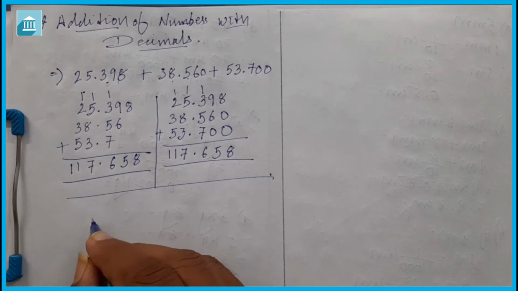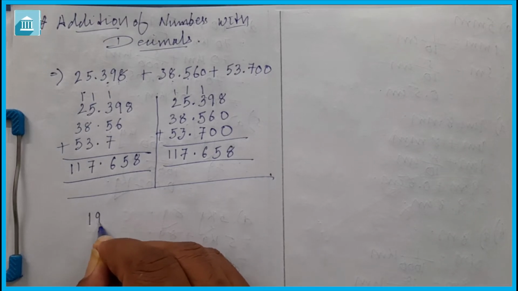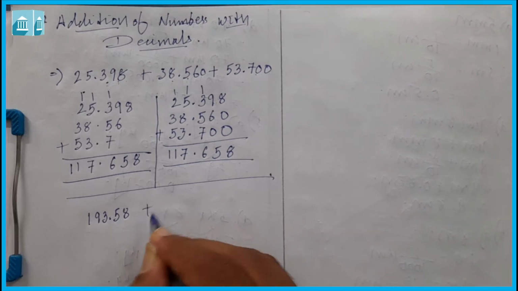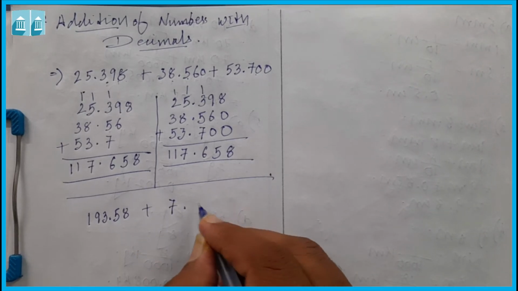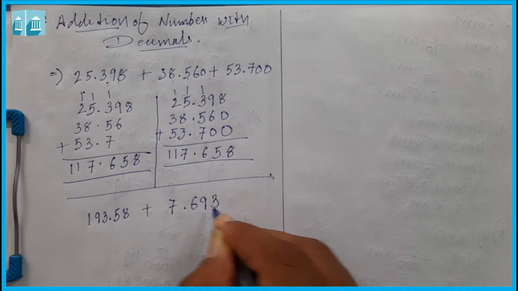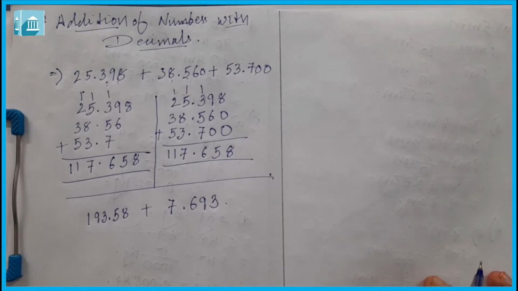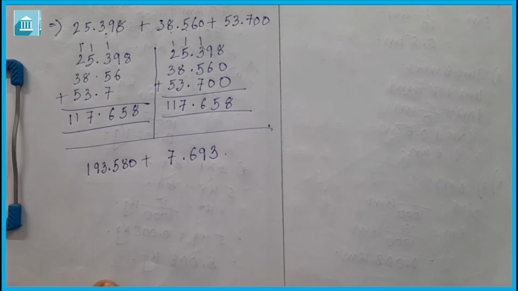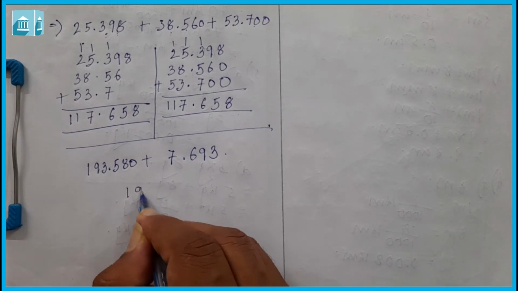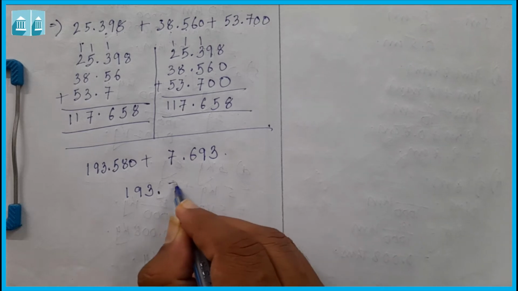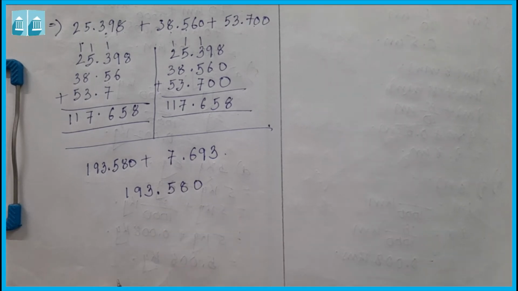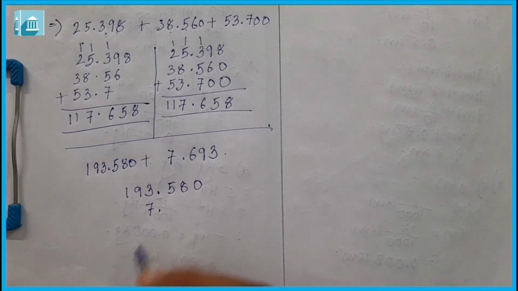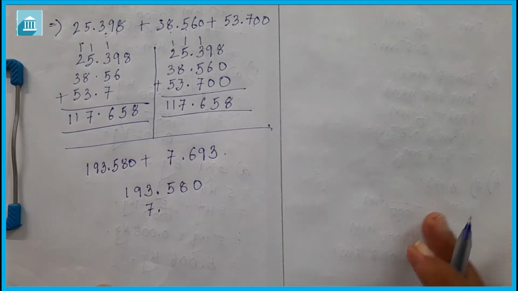Suppose it is 193.58 plus 7.693. Now when we are adding, first we will put a 0 here, so 193.580. Now this 7 will come here only. The decimal point should always be in a straight line.